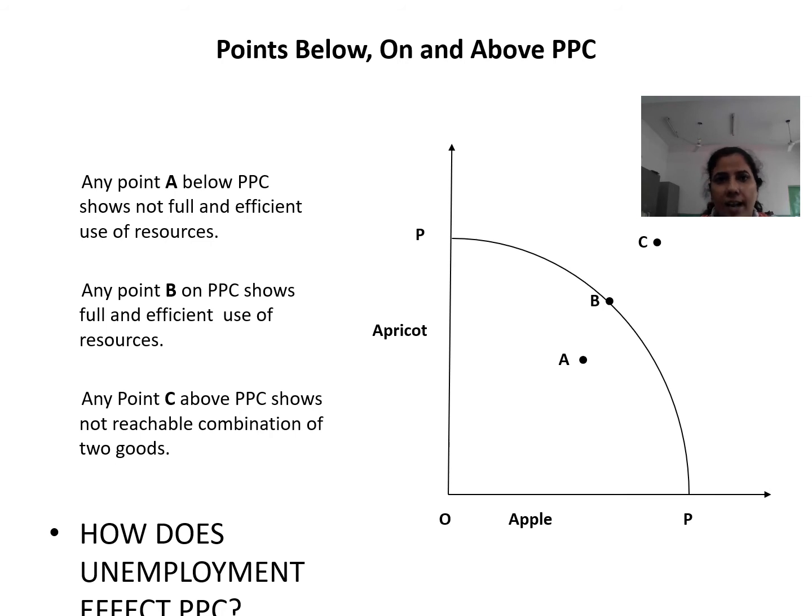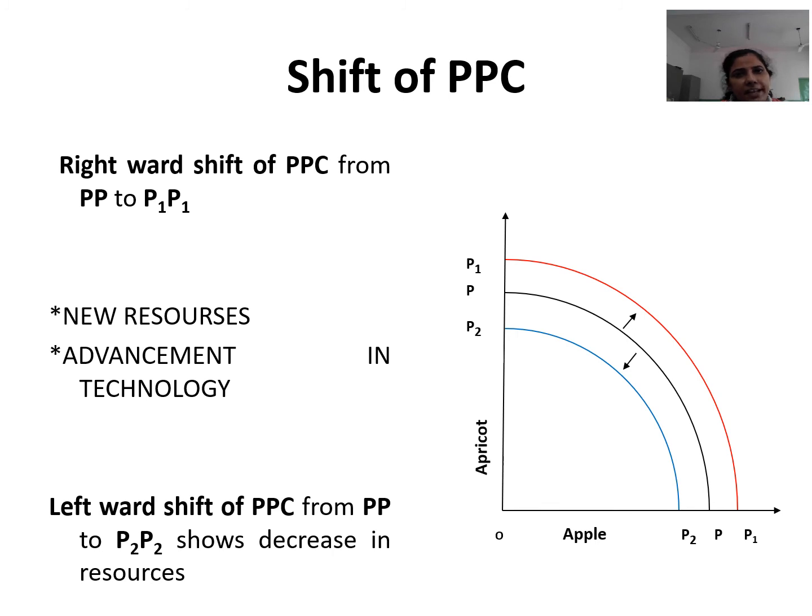If the production point lies inside the PPC, it shows inefficient utilization of resources, wastage of resources. There is idle capacity. For example, in case of unemployment, the production point will lie inside the PPC, that is point A. Point C shows overutilization of resources beyond the point of production. Point C shows a not reachable combination of two goods. This is an unattainable combination. The shift in PPC is the next topic.